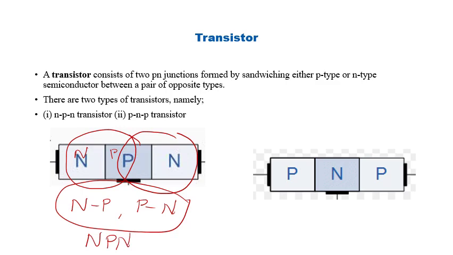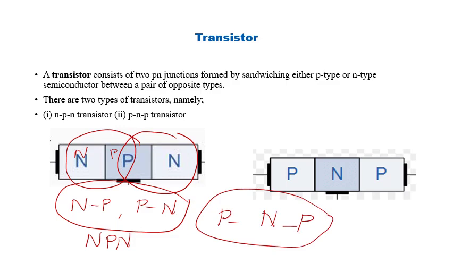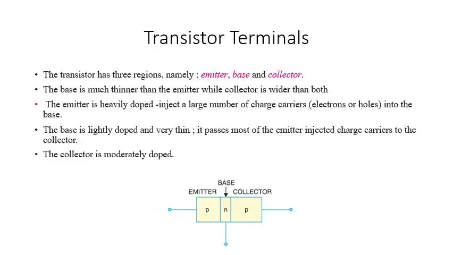Similarly, for a PNP transistor, you have an N region between two P semiconductors, and it will form a PNP transistor. So there are two types of transistors, NPN and PNP, depending upon the structure of the transistor. Now, we know there are three terminals in a transistor: an emitter, base, and a collector.